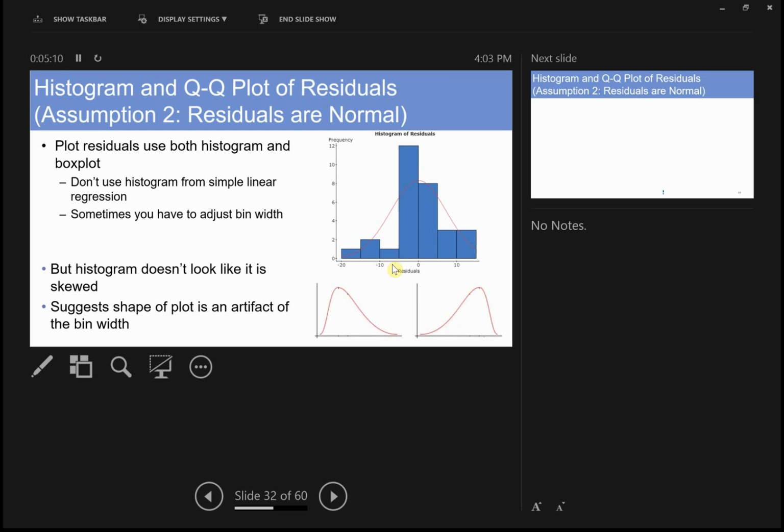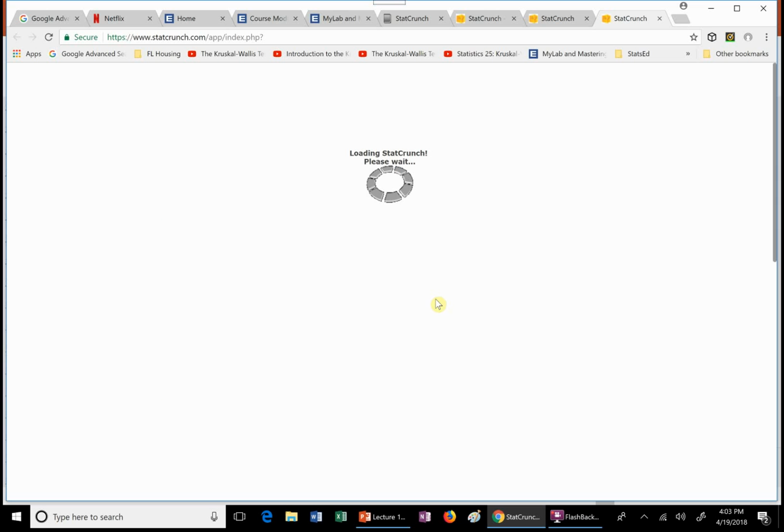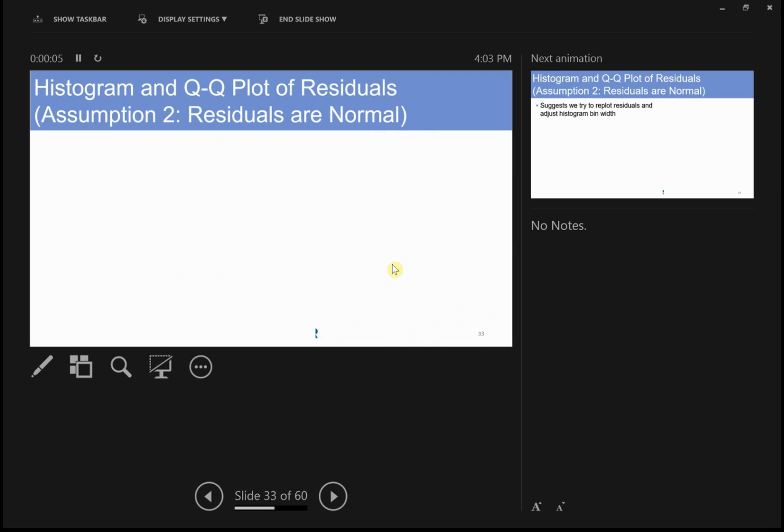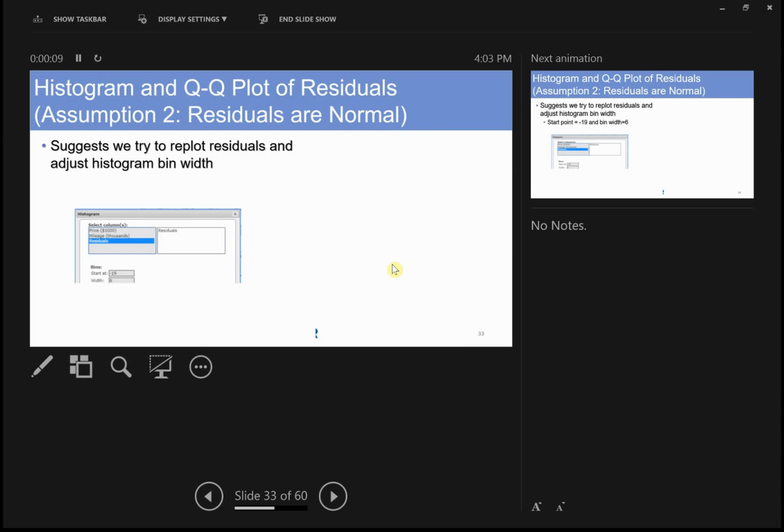So let me illustrate. You guys have saved the residuals now, hopefully. And hopefully mine has loaded. Okay, I'm going to try to change the bin width. So if you go into StatCrunch and you plot the residuals, so if you computed them, you'll see a new column with the residuals for each of the data values. The smallest residual is -19. So I'm going to start the bins at -19 and make a bin width of 6. And if you do, what you'll see is, unfortunately I can't show you, but it's actually a lot more symmetric. Let me see if I can get this to work.